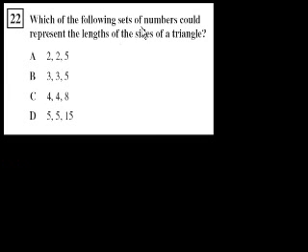Which of the following sets of numbers could represent the lengths of the sides of a triangle? 2 and 2 and 5. This is the same thing again. How can I have two sides of a triangle combined being shorter than the third side? If I had a side of length 2 and another side of length 2, there's no way this last side could be 5. Even if I completely flattened this triangle, with 2 and 2, the longest this third side could be is 4. So that can't be a triangle.